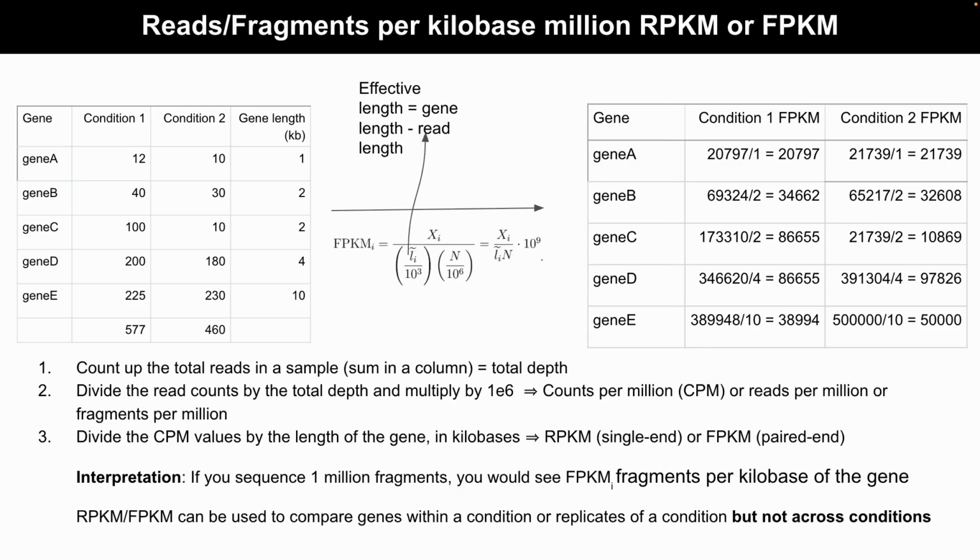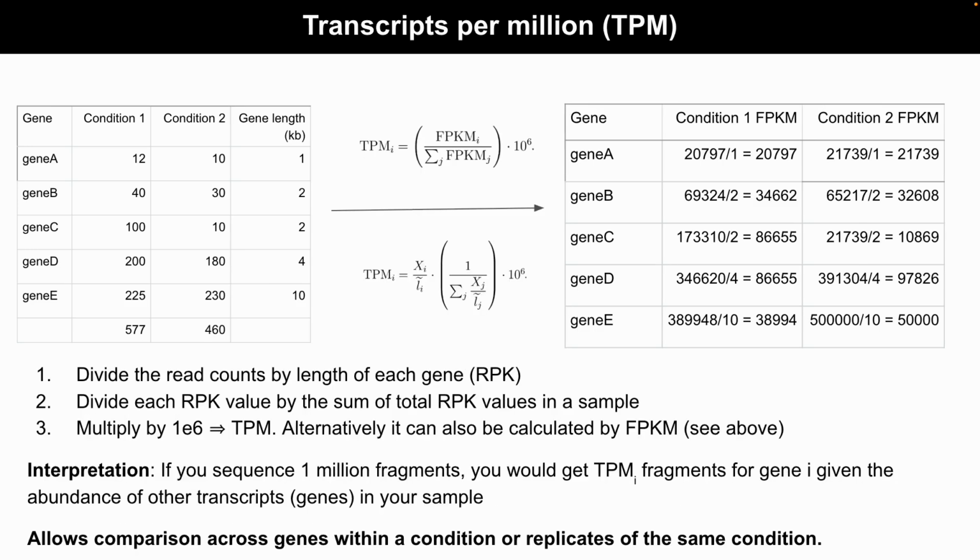In the case of RPKM, when I was doing this calculation, I think I need to fix the second table. If I sum up these numbers, they will sum up to two different numbers in these two cases. However, if I sum up these numbers, I will have to fix this table. This should show TPM and not FPKM. These will both sum up to 1 million. Does that make sense?